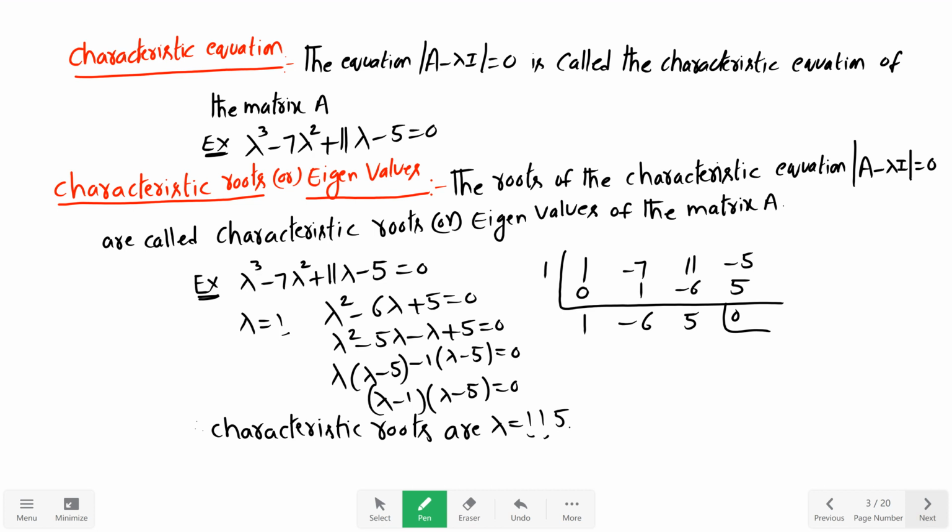So the first root is lambda equal to 1, and the next equation is lambda square minus 6 lambda plus 5 equal to 0. Splitting the middle term: lambda square minus 5 lambda minus lambda plus 5 equal to 0. Taking common factors: lambda into lambda minus 5, minus 1 into lambda minus 5, equal to 0. So lambda minus 1 into lambda minus 5 equal to 0, giving lambda equal to 1, 5. Therefore, the characteristic roots are lambda equal to 1, 5.